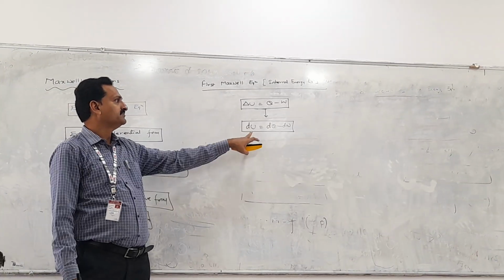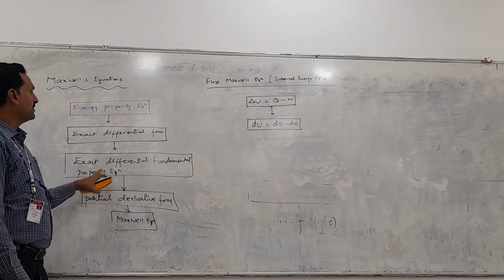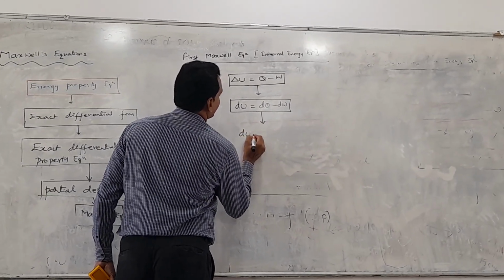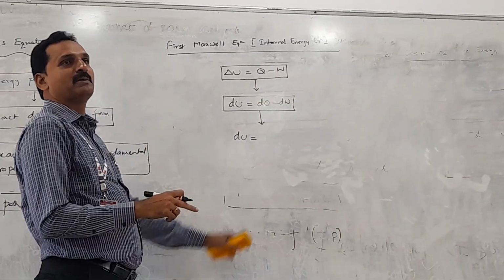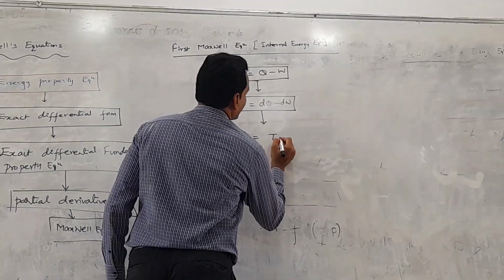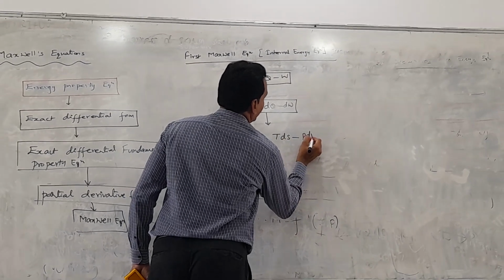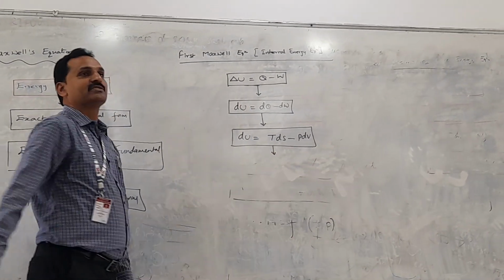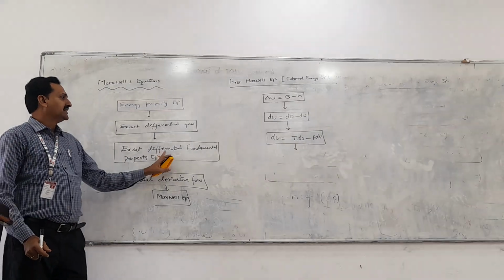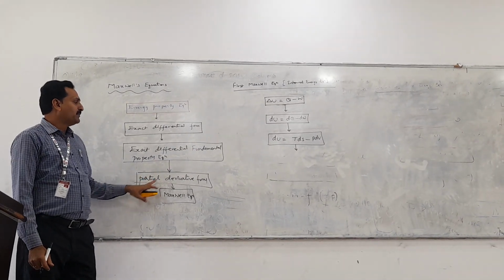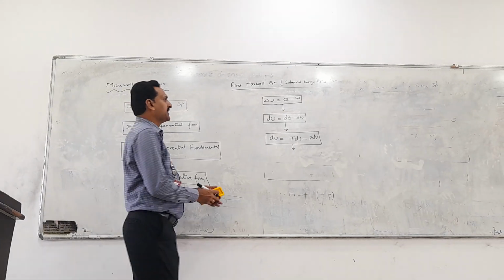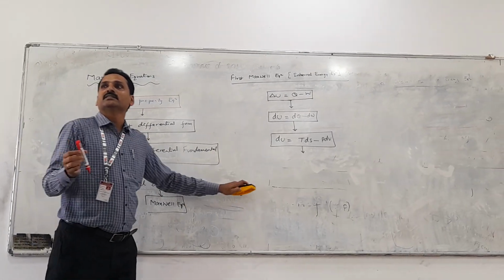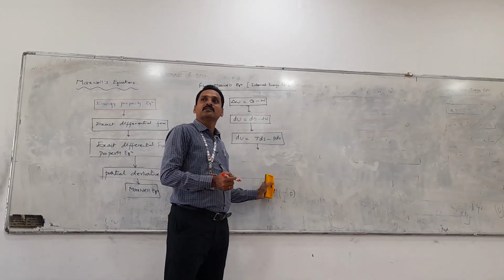Then the exact differential fundamental property equation. Third step: dU is equal to T dS minus P dV. This is already derived in the fundamental property equation. Third step is also completed. Now the partial derivative form. Let's apply the partial derivative form for this equation. This is a very crucial step in the derivation of the Maxwell equation.